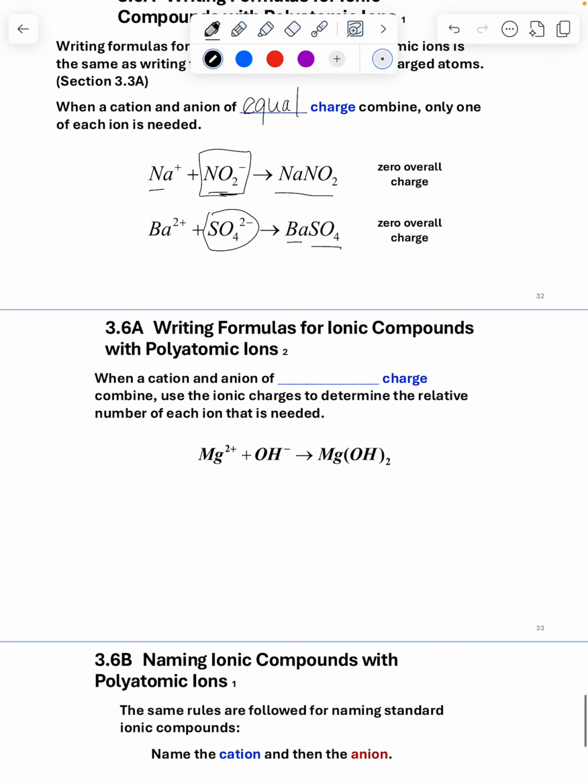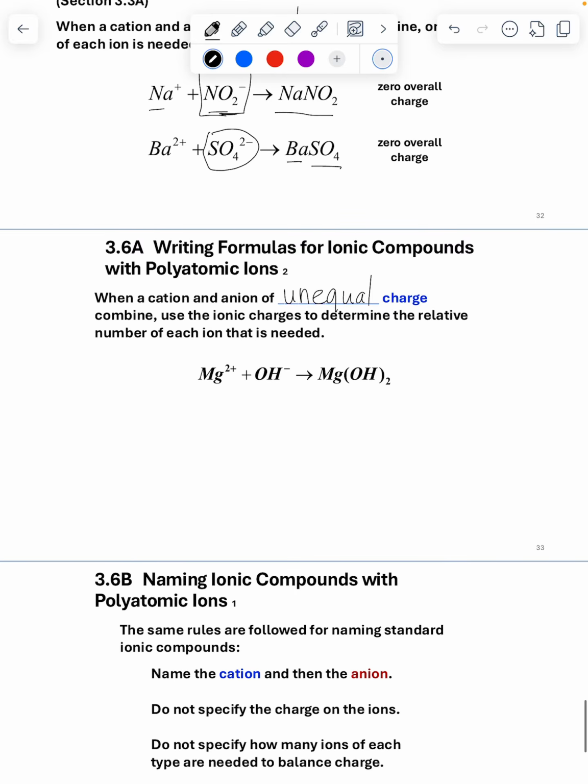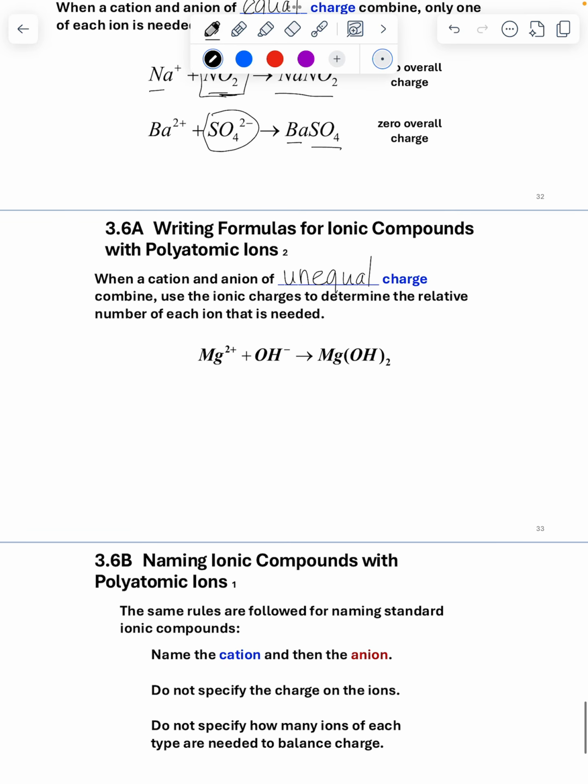Okay, when we look at the next example, when the charges are unequal, then we use the charges to determine the number of each ion that we need. And so here we have magnesium ion with its +2 charge being combined with hydroxide, which has a -1 charge. And so if we look to balance the charges, we see we need 2 hydroxide ions. So that's why there is a subscript of 2. And notice that the polyatomic ion was put in parentheses.